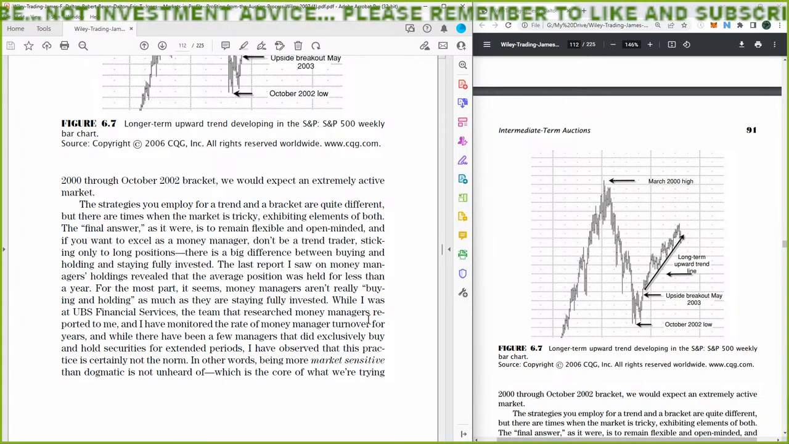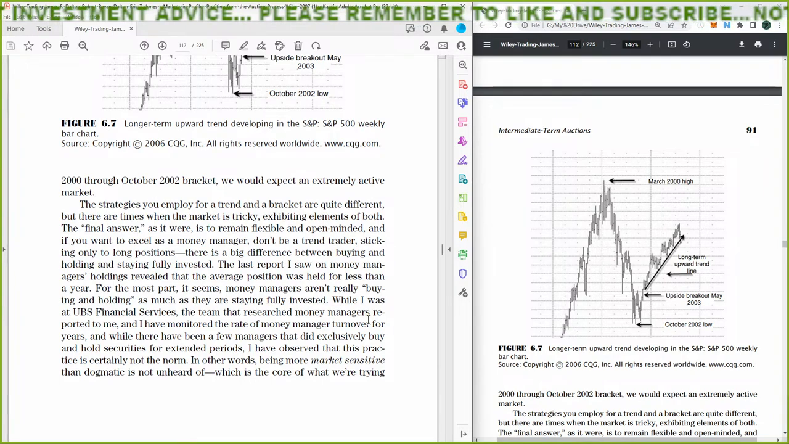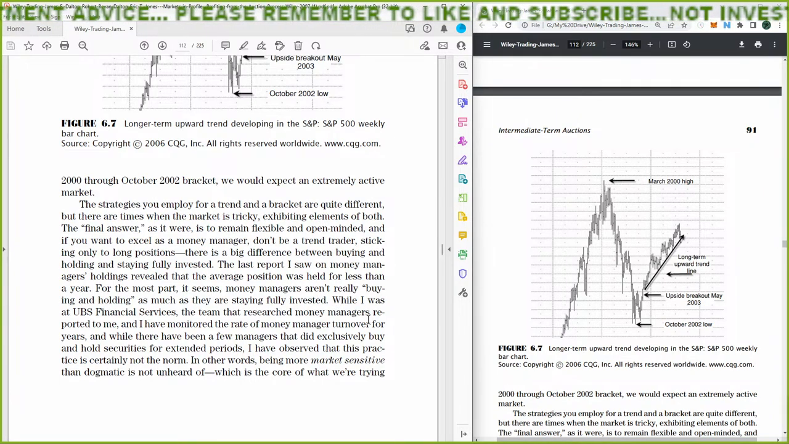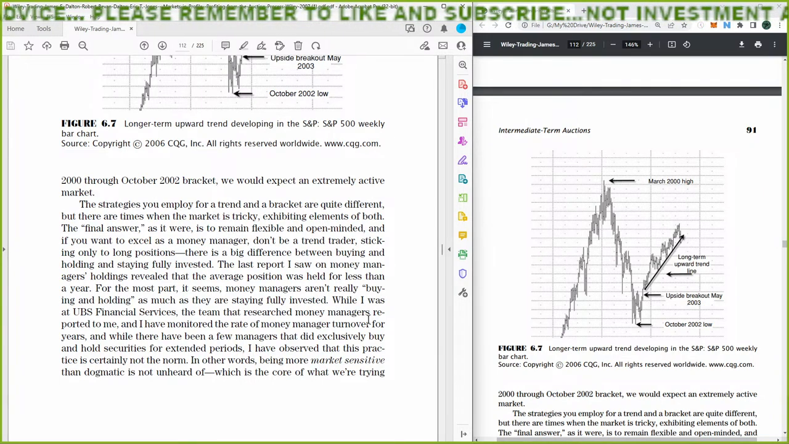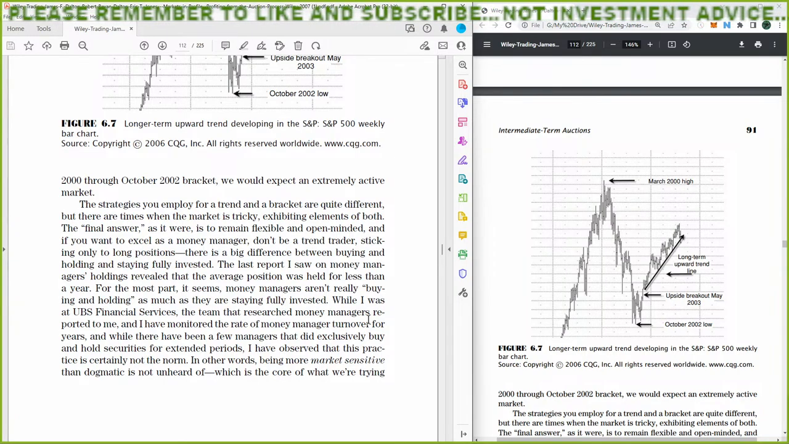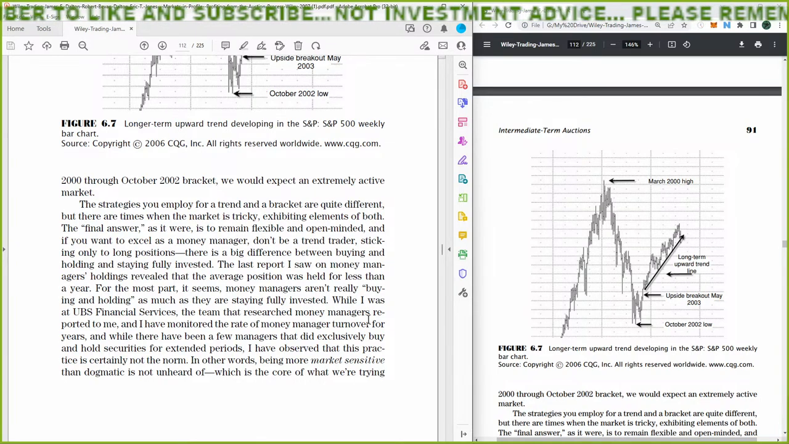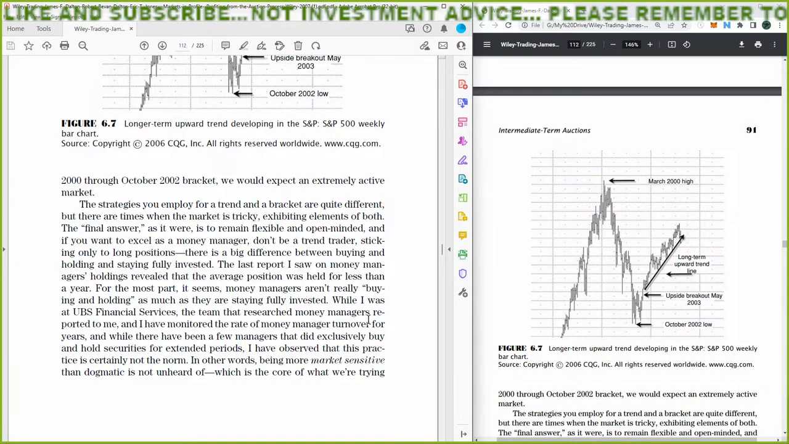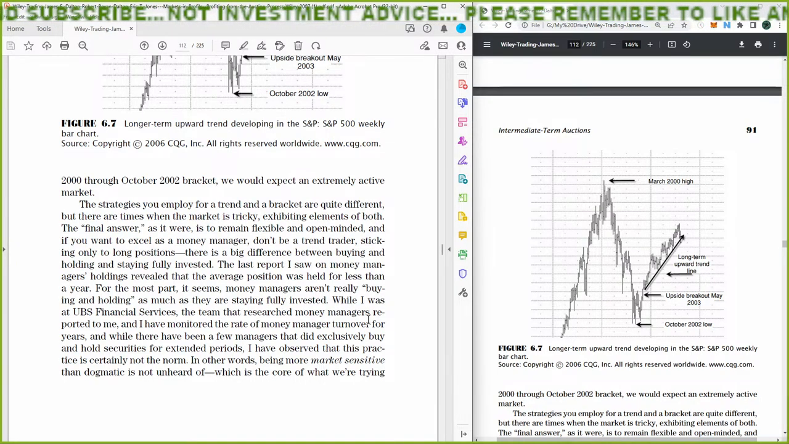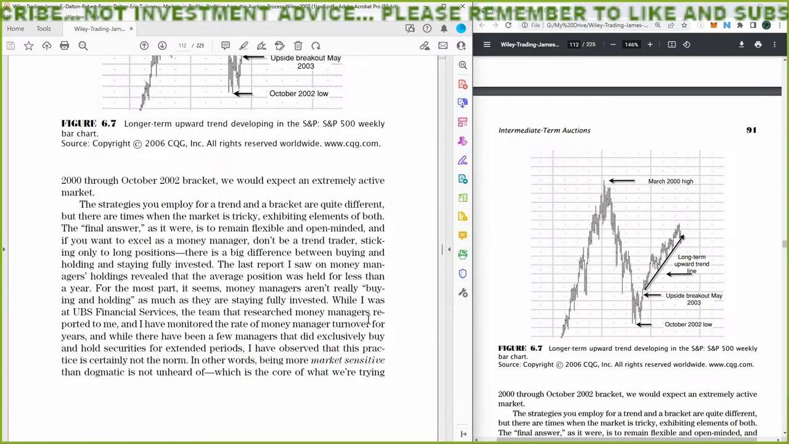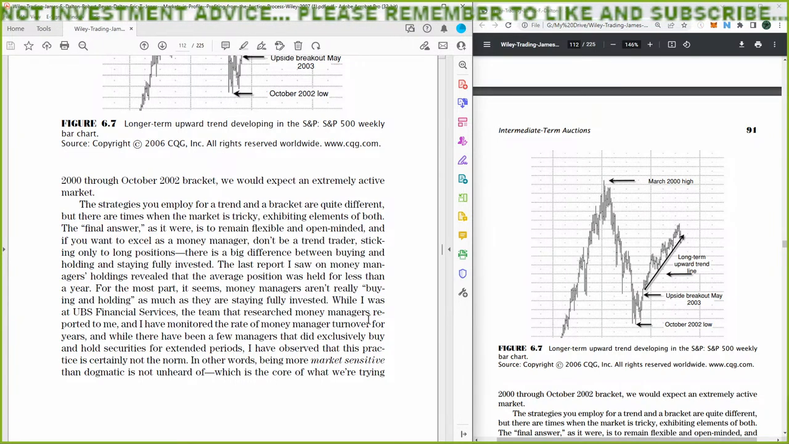The strategies you employ for a trend and a bracket are quite different, but there are times when the market is tricky, exhibiting elements of both. The final answer, as it were, is to remain flexible and open-minded. And if you want to excel as a money manager, don't be a trend trader. Stick to only long positions.